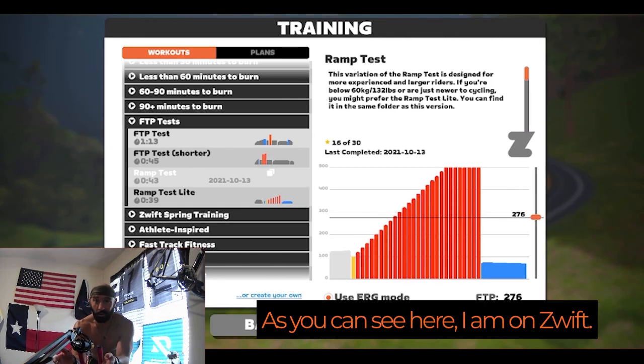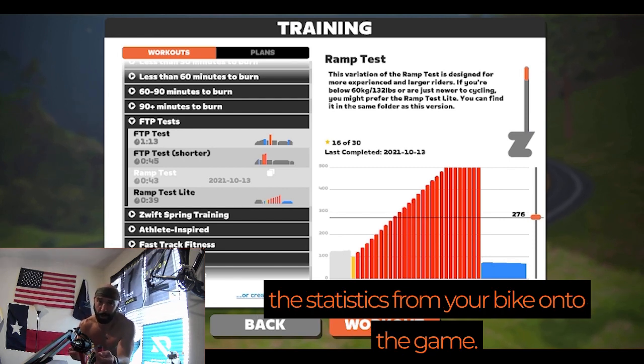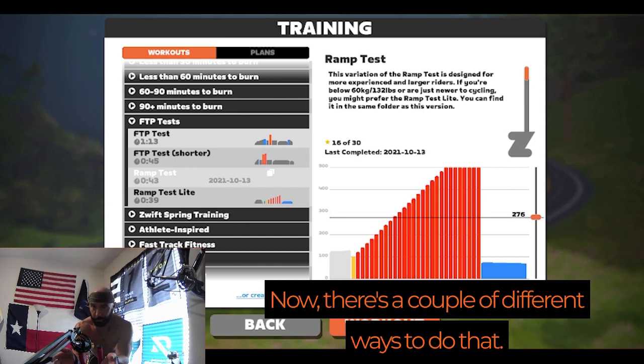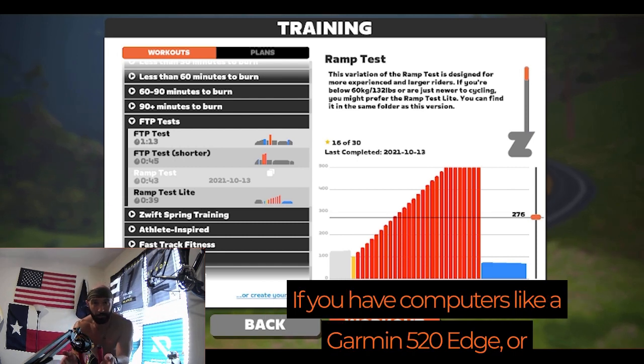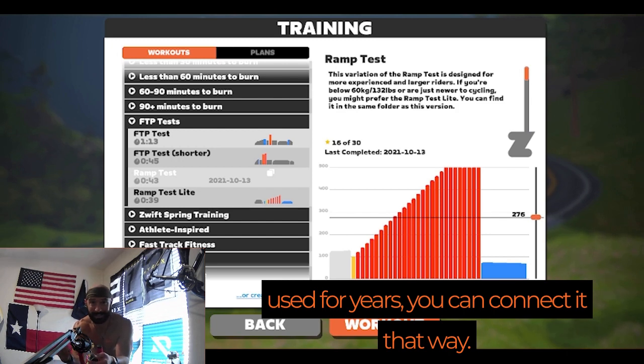As you can see here, I am on Zwift. Zwift is basically a video game, but it projects the statistics from your bike onto the game. Now there's a couple different ways to do that. If you have a computer, like a Garmin Edge 520 like I have on my bike that I used for years, you can connect it that way.